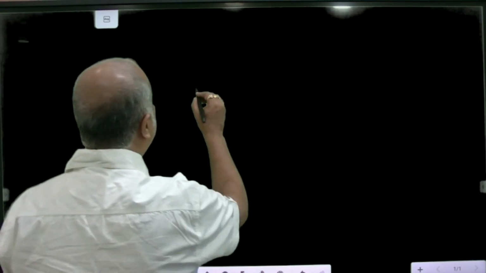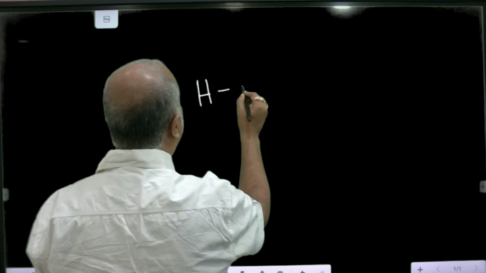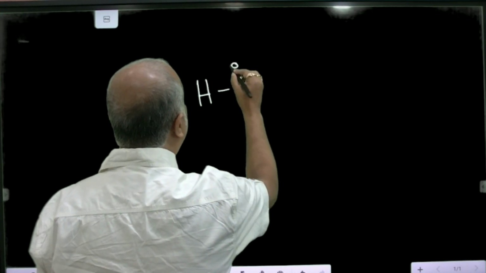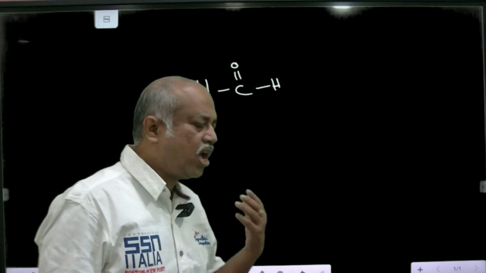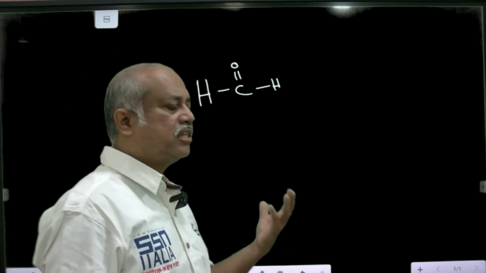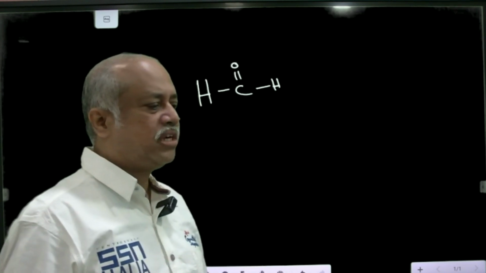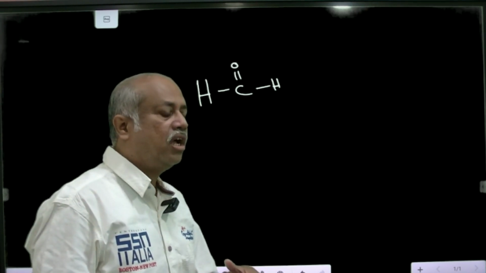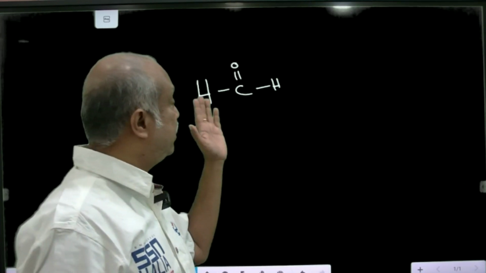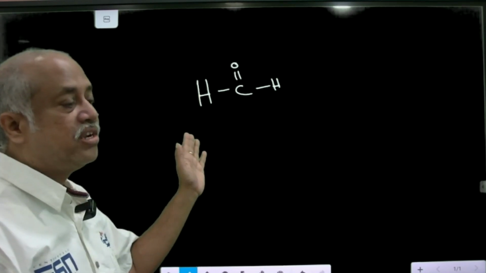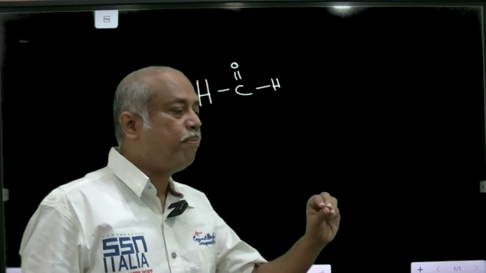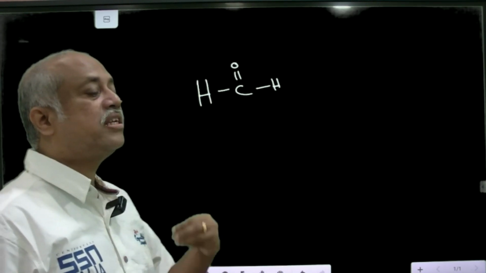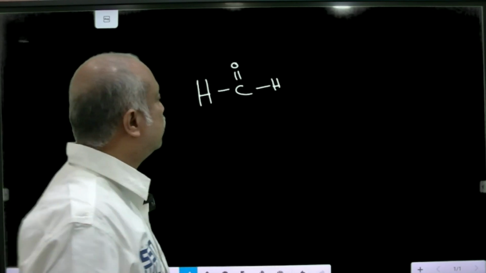The starting material is formaldehyde. When formaldehyde reacts with any Grignard reagent, it gives the addition product, and after hydrolysis you get the primary alcohol. So this is the technique. When formaldehyde reacts with Grignard reagent, first it will give the addition compound. After hydrolysis, that is the primary alcohol. What is the mechanism?